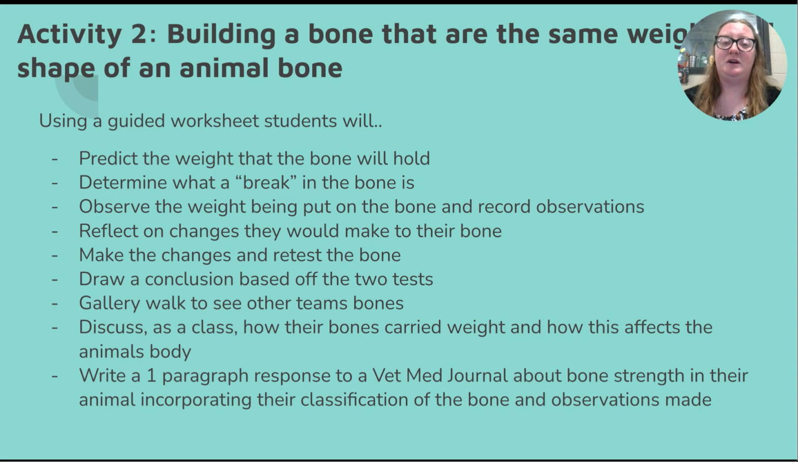They then observed the weight of the books being put onto it, reflected, made changes on their bone, retested it, and drew a conclusion based off their 2 tests. They did a gallery walk to observe other people's bones, and then they participated in a class discussion on their bones, and then they had to write a 1-paragraph response to the Vet Medicine Journal about bone strength.